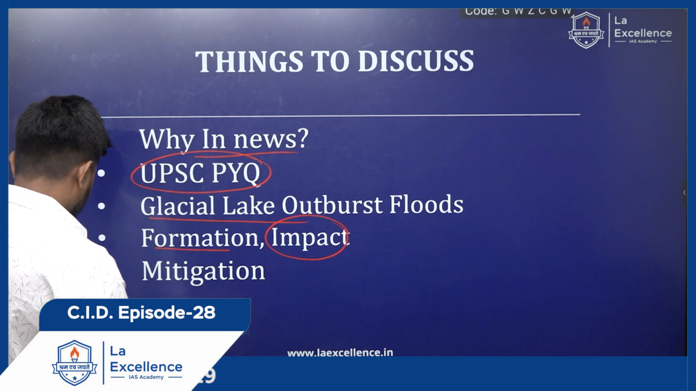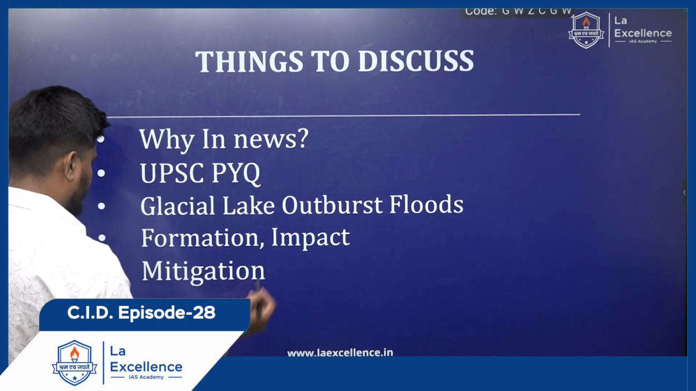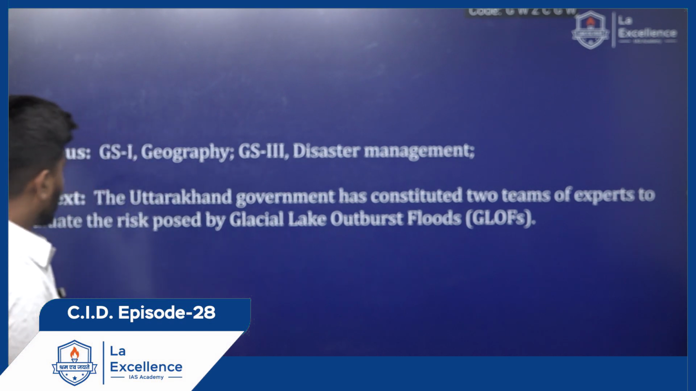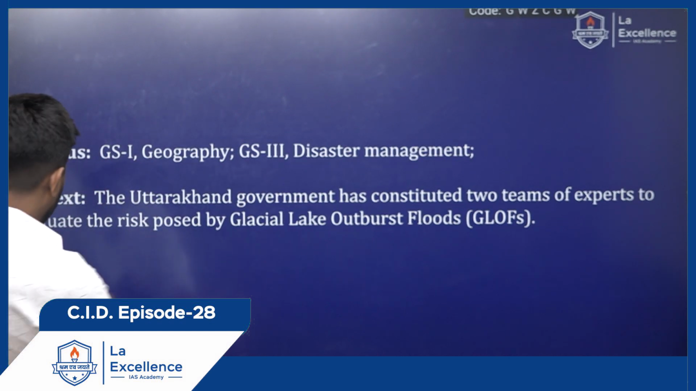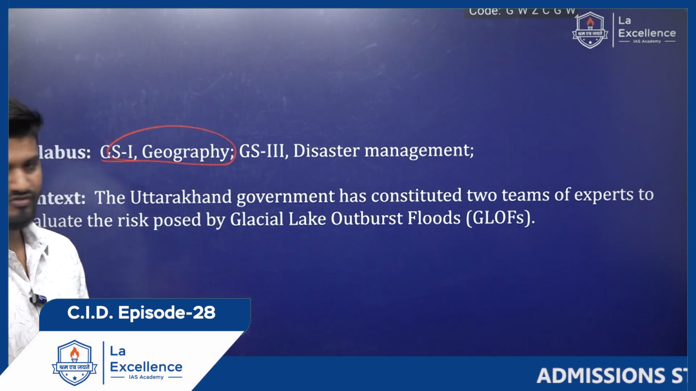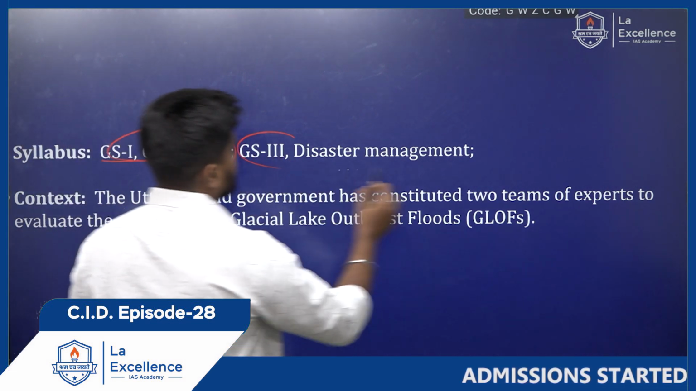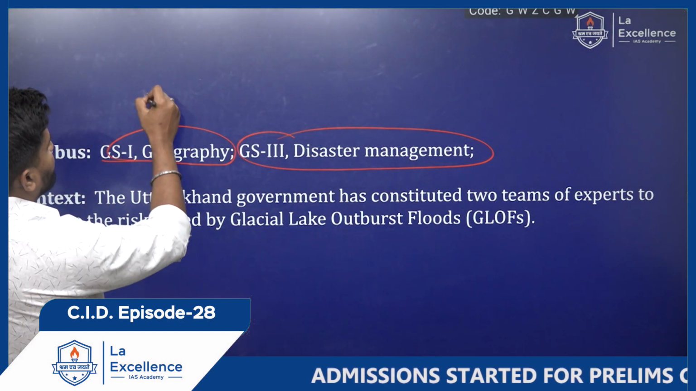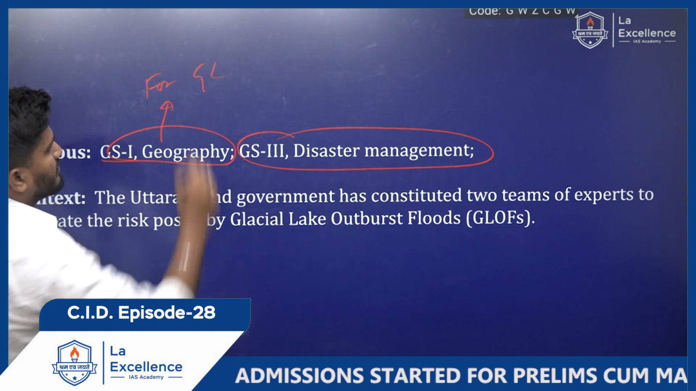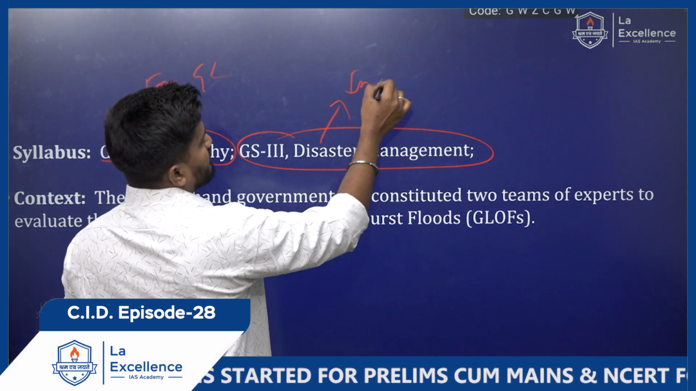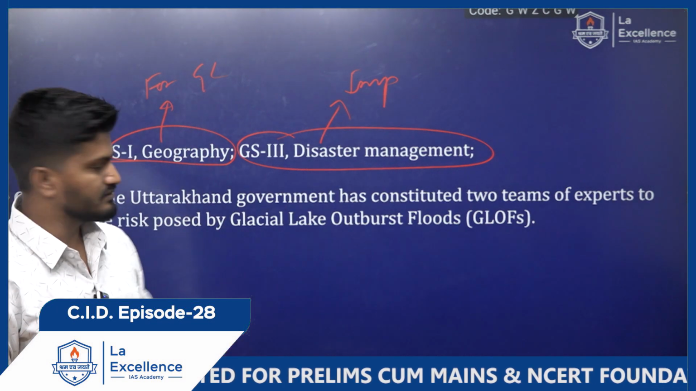So first, before we move on to the topic, we will see in which part of the syllabus it is covered. The topic is very important. It is covered in both GS1 geography and physical geography as well as GS3 disaster management. Okay, in geography it is more related to the formation of glacial lakes, whereas in disaster management it will be dealing with impacts, mitigation and NDMA guidelines.